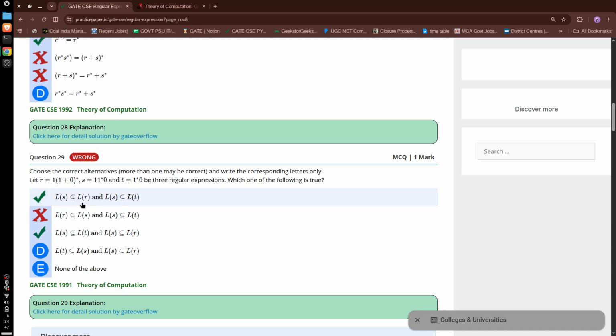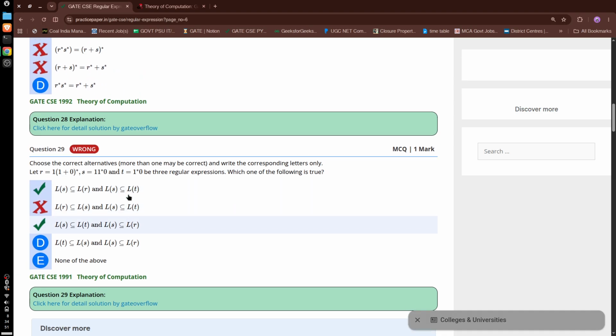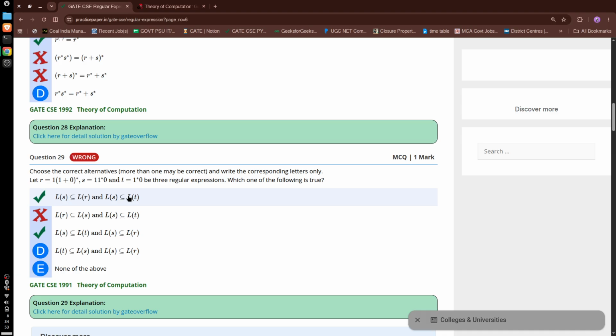S is less powerful than or equal to R, and L is less. Right. We had a little bit of confusion, but we made a miscalculation with these signs. So this should be the answer.